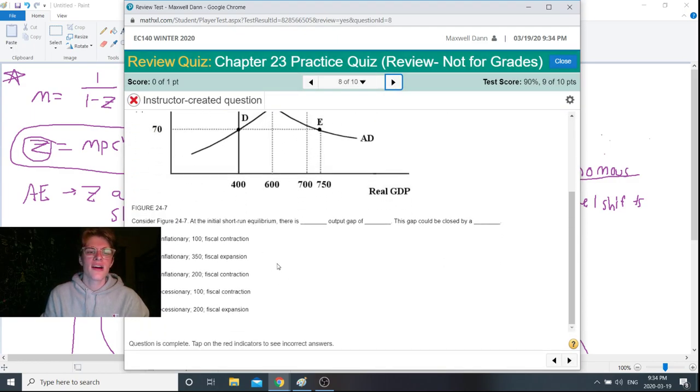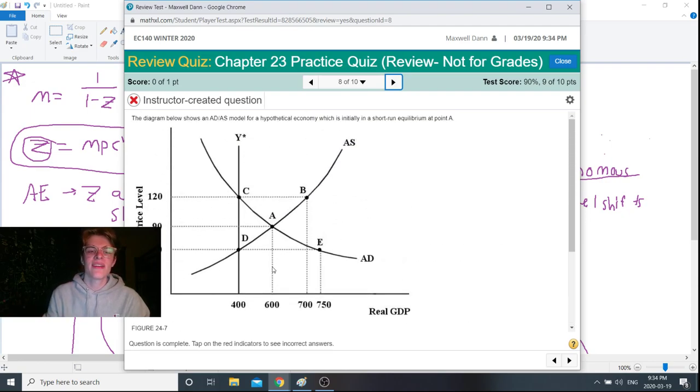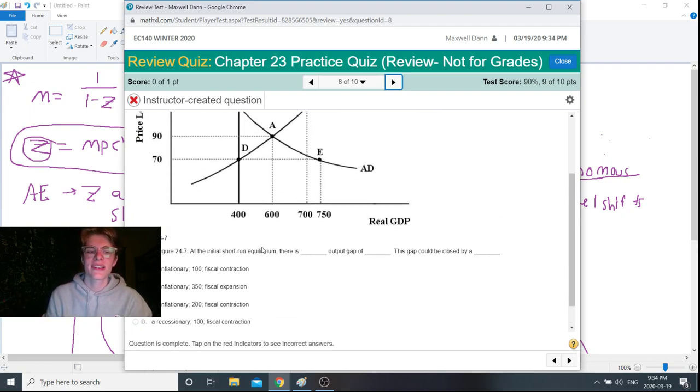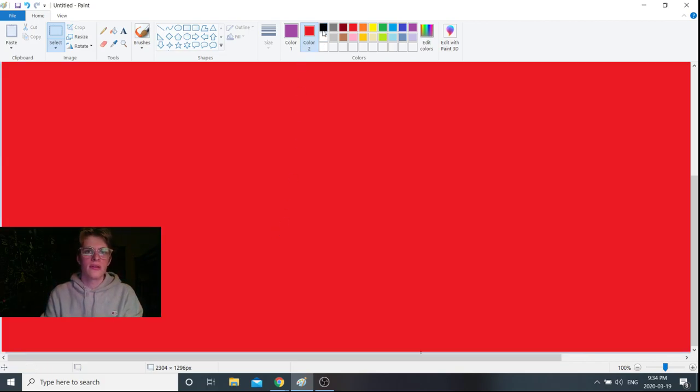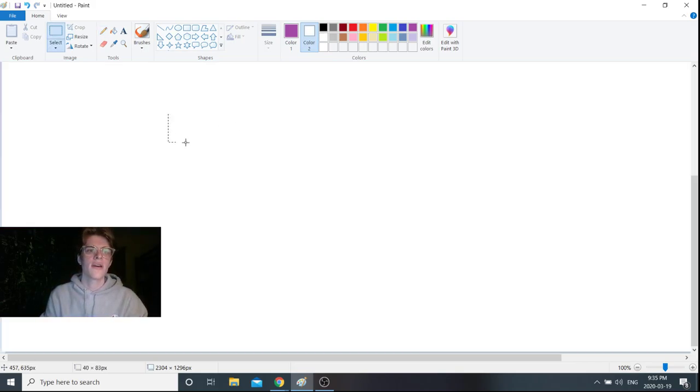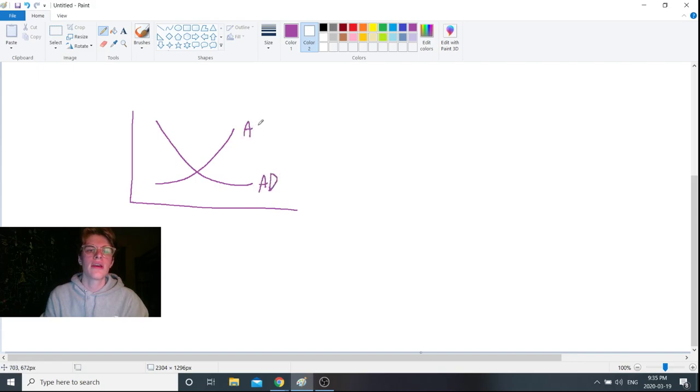Next. I got this wrong just because I was going through them really quickly, but the concept is fairly easy, so I can explain it quick. So, let's draw our ADAS model.